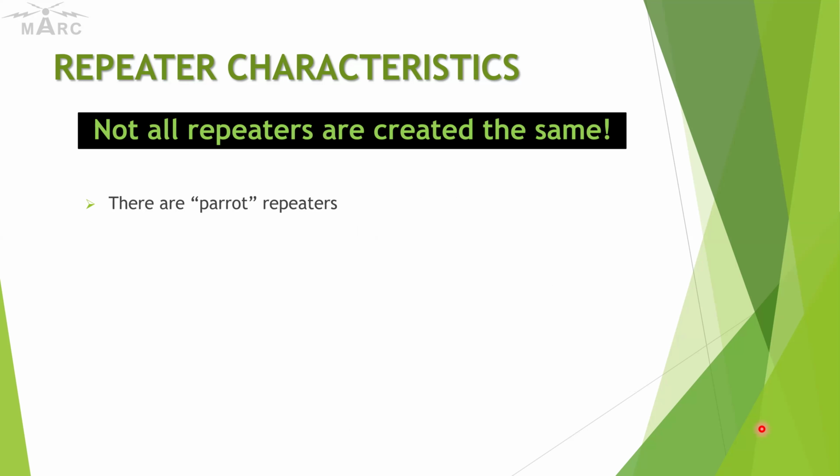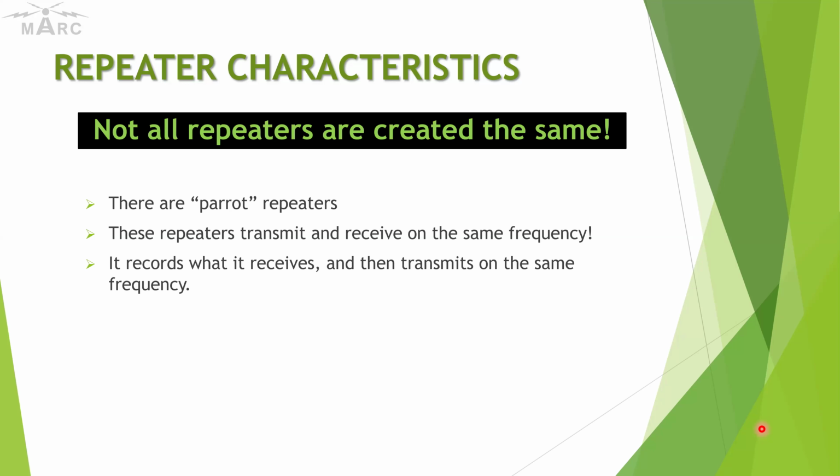Now, not all repeaters are created the same. We have what's called a parrot repeater. These repeaters transmit and receive on the same frequency, okay? These are the exception. You're not going to be talking on these very much. It records what it receives and then transmits on the same frequency. There's a lot of services that use parrot repeaters to listen to how your audio is, for example. Ham radio has a lot of those.